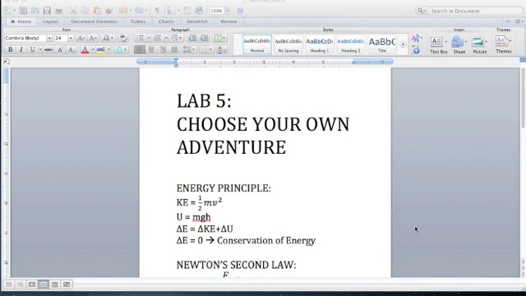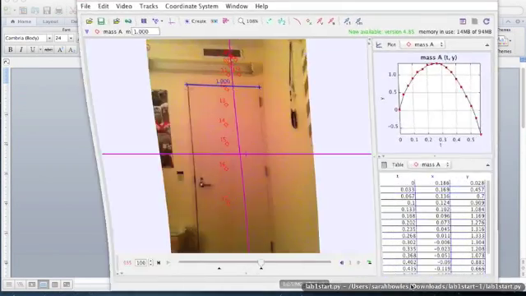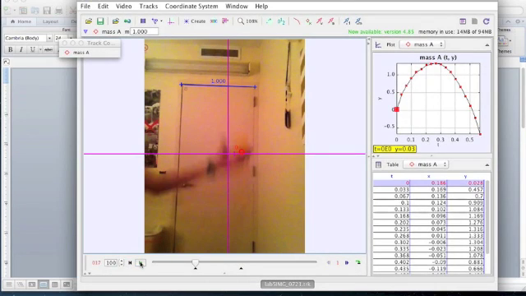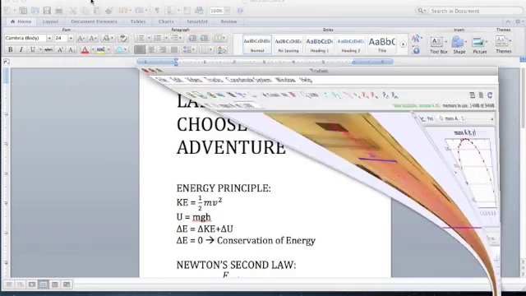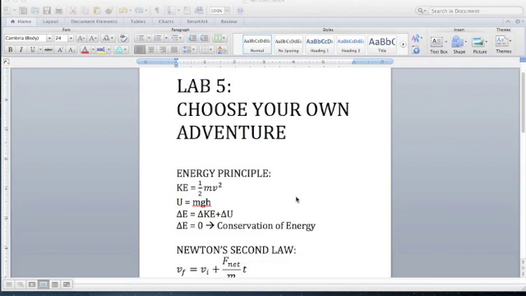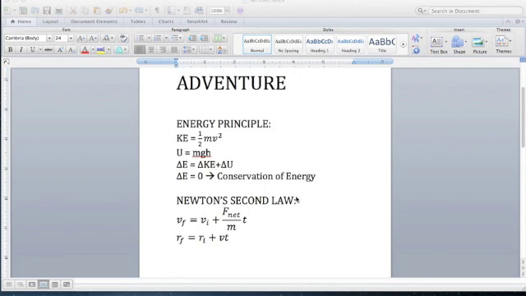Lab 5, Choose Your Own Adventure. For this lab, I chose to film a ball as I threw it up and then watched it come back down. The main things I wanted to observe in my video were the energy principle and Newton's second law.